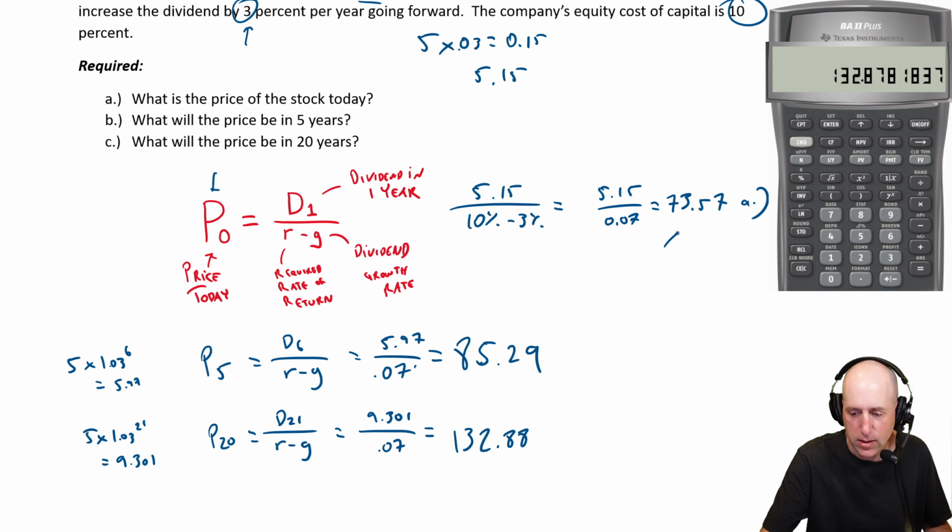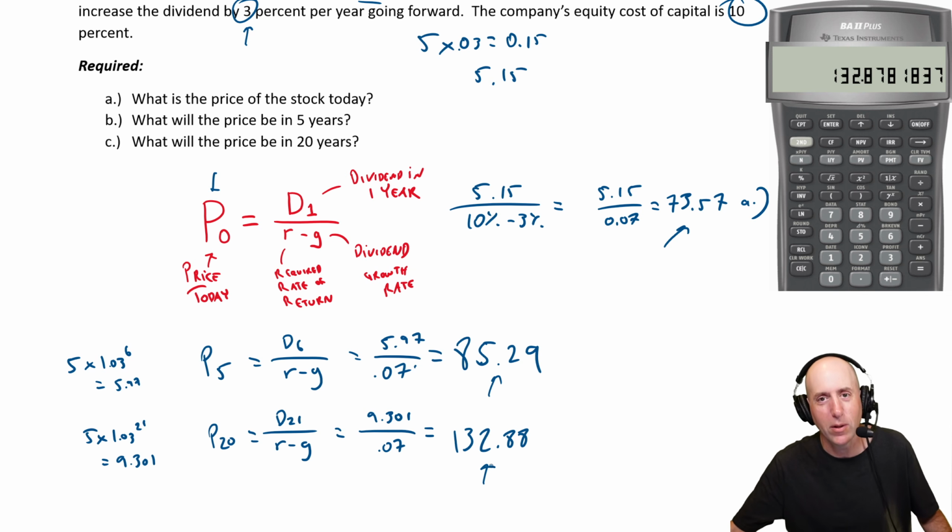So our answer to A is $73, answer to B is $85, and our answer to C is $132.